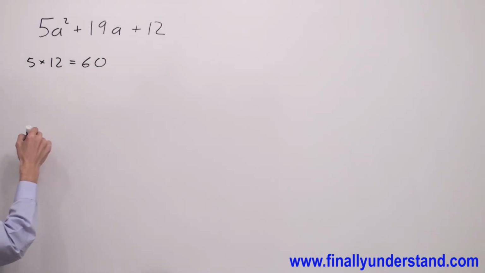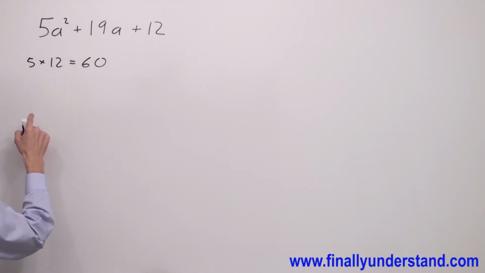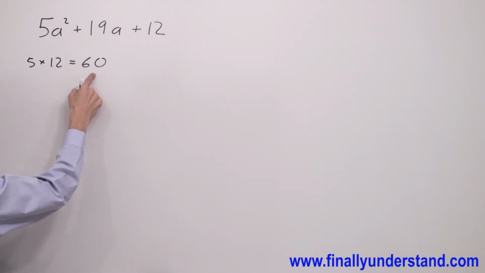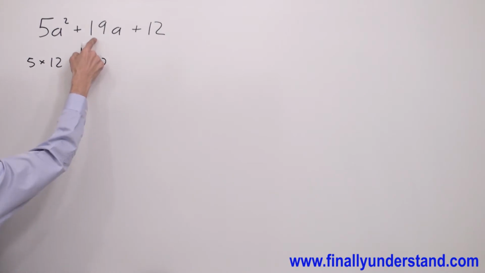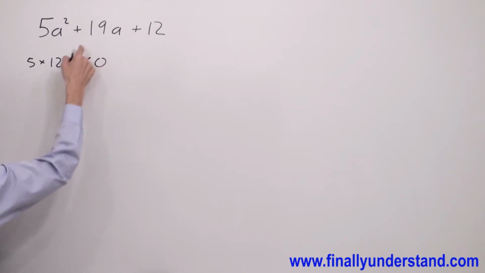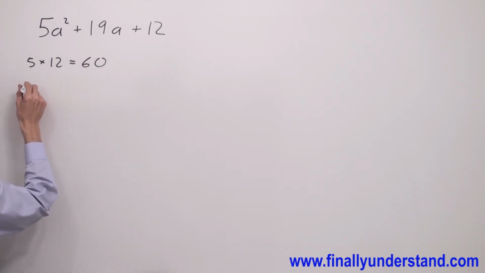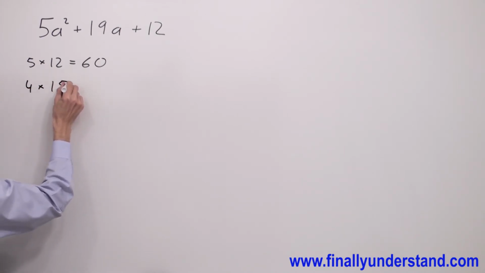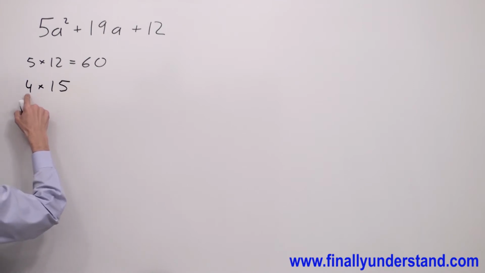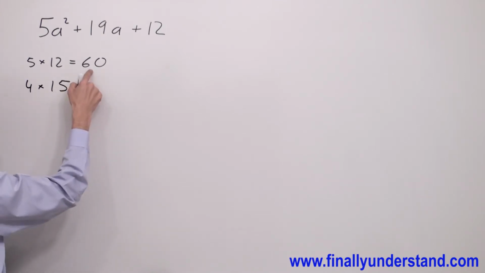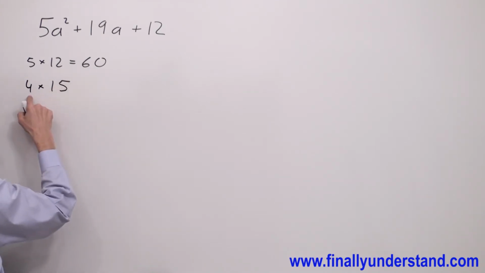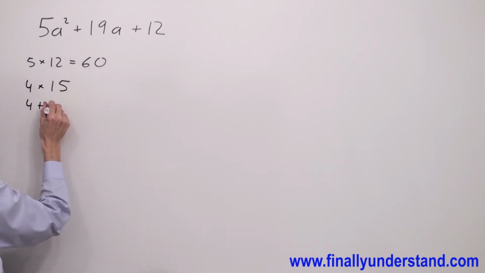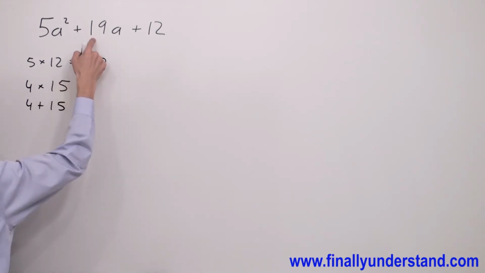Next, I have to find two numbers which multiplied by each other are going to give me 60 and added to each other are going to give me 19. These numbers are 4 and 15. Why? Because 4 times 15 gives me 60 and 4 plus 15 gives me 19.